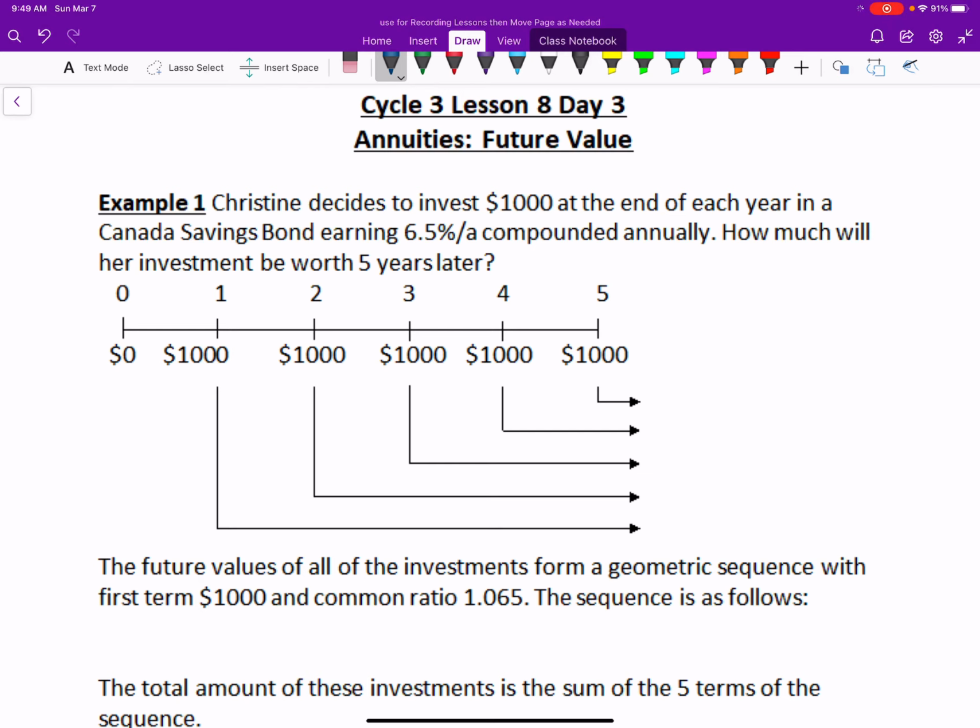In this lesson, we're going to carry on with financial applications. This is the third lesson on financial applications, and this time we're going to look at something called an annuity. An annuity is if you make regular payments into a savings account. How much are we going to have at the end? That would be future value.